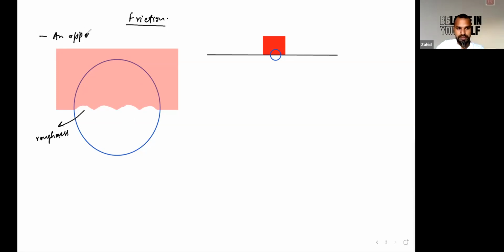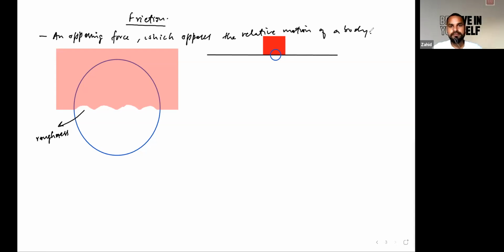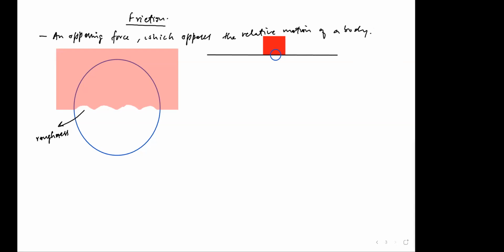Friction is nothing but an opposing force which opposes the relative motion of a body. Is it clear? What do you mean by friction? Yes, sir.